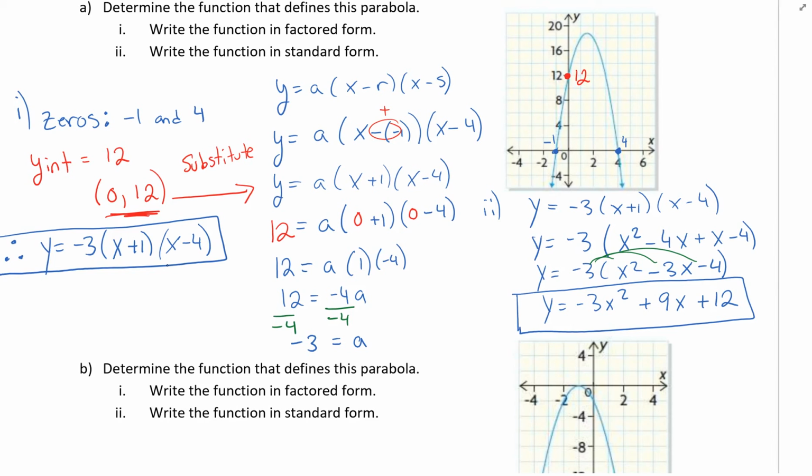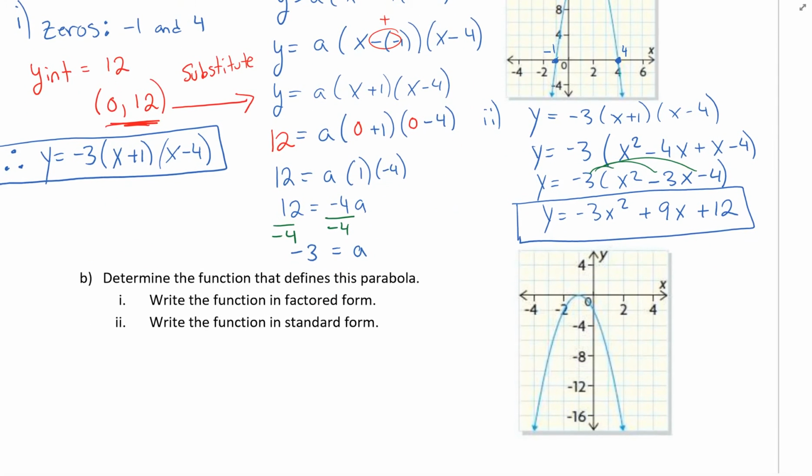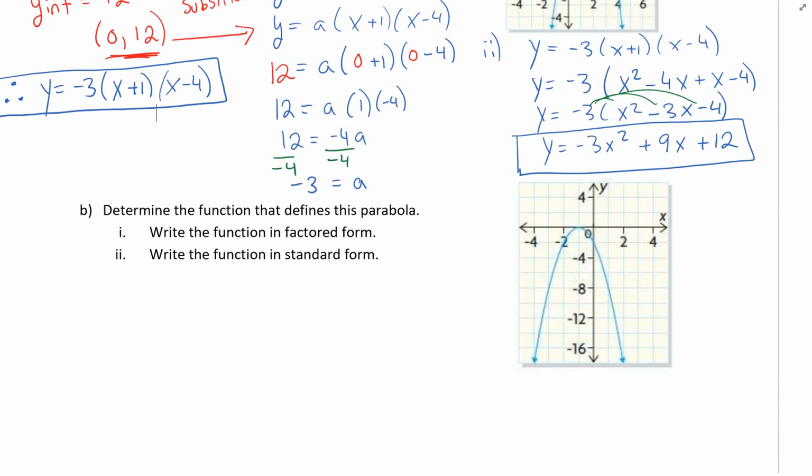Okay? So here's another example, B. It says determine the function that defines this parabola, write the function in factored form, write the function in standard form. So I'm going to leave this one for you to do, and we'll start class tomorrow with that one to make sure that you fully understand how to get the equation from the picture.